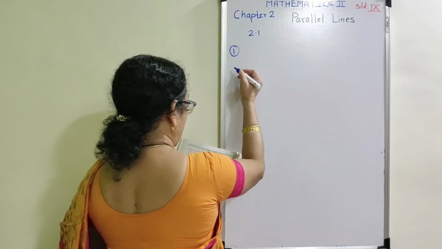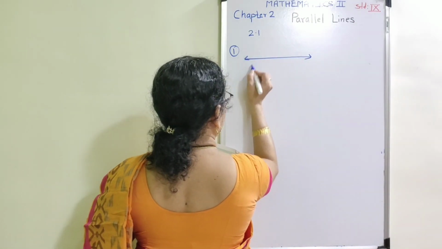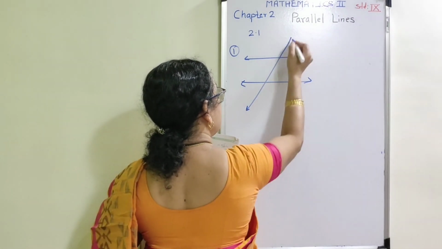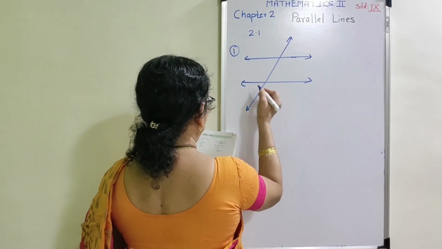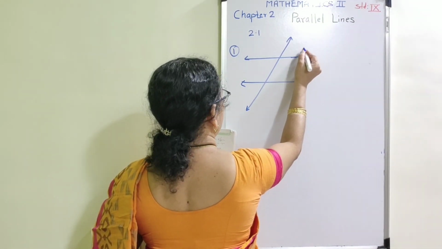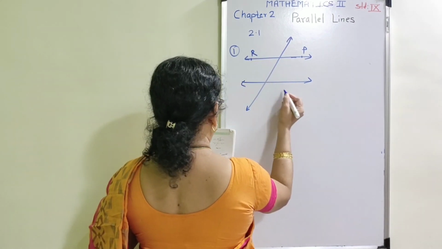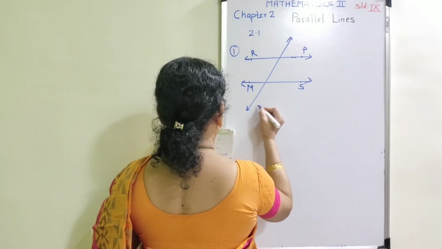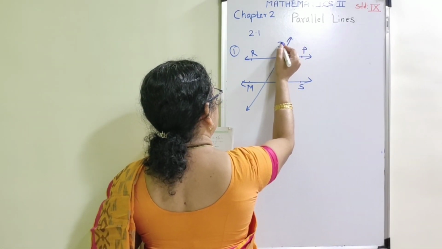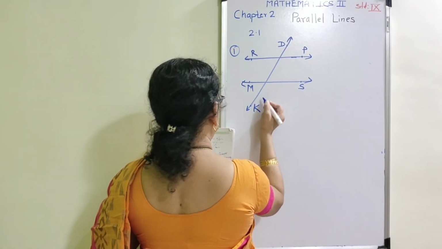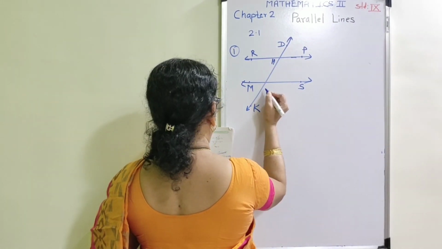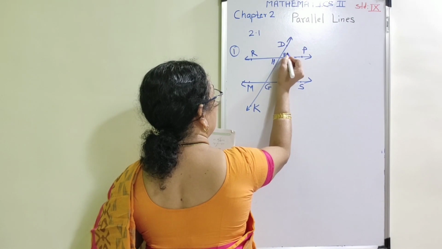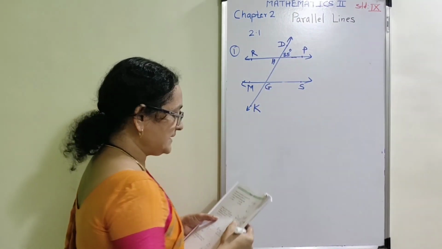First example, a figure is given. Observe that figure. When you are going to learn these examples, always draw these figures in your notebook. Here, the first line is PR, the second line is MS, and the transversal is DK. The two points of intersection are point H and point G. Now read the given example. They have also given the measure of one angle. This angle is given as 85 degrees.